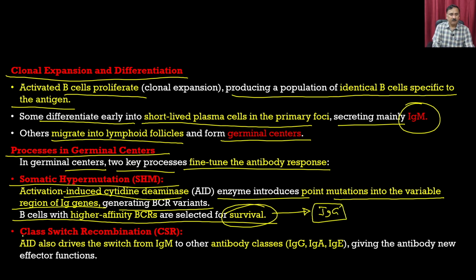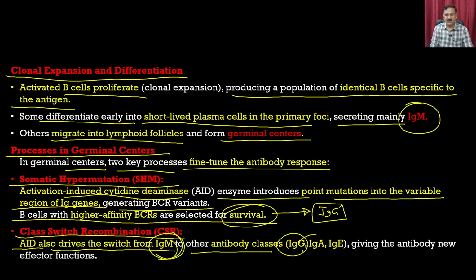Then you are actually going to have the class switching recombination. Activation-induced cytidine deaminase also drives the switch from IgM, right? Remember, this is the antibody that is produced in the beginning, and it switches to the other antibody classes like IgG, IgA, and IgE, giving the antibody new effector functions, right? Because IgM has its own function, and IgG, IgA, and IgE are going to have their own other functions.